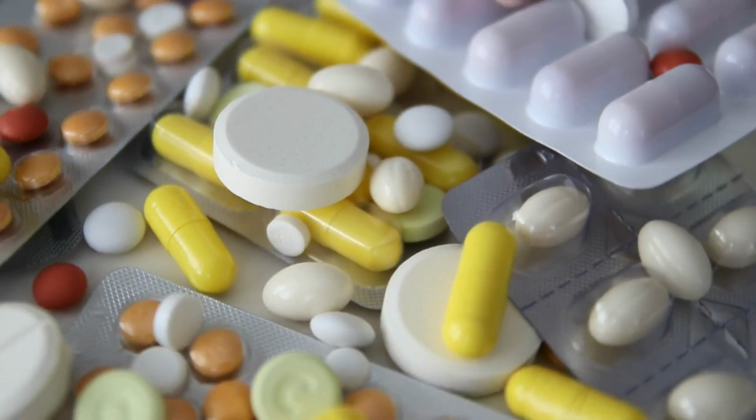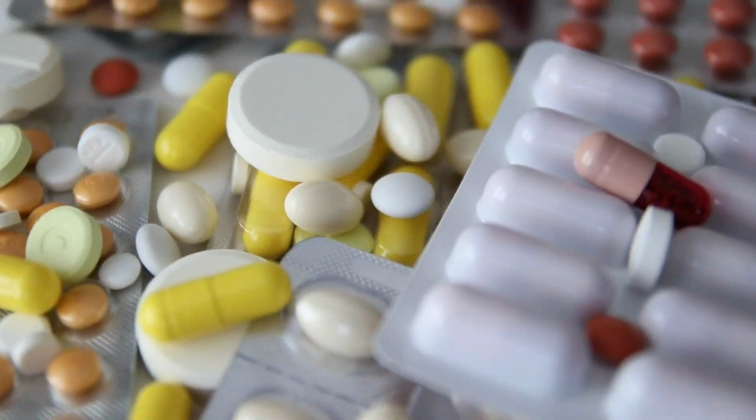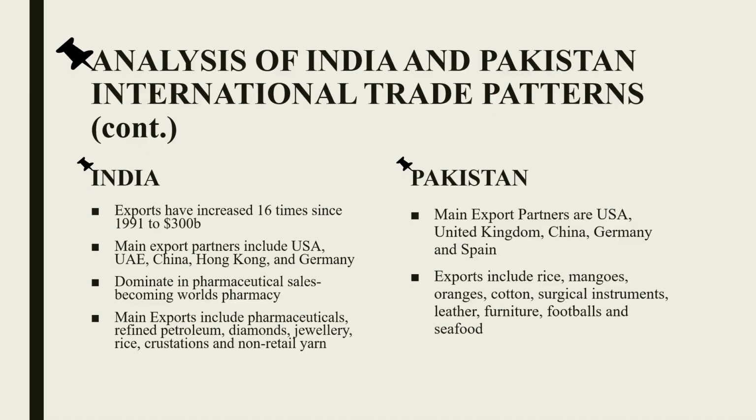India dominates in pharmaceutical sales. They are becoming the pharmacy of the world. Their main exports include pharmaceuticals, refined petroleum, diamonds, jewelry, rice, crustaceans, and non-retail yarn.